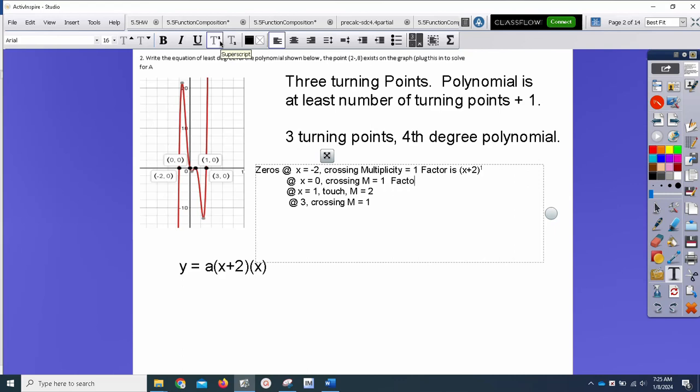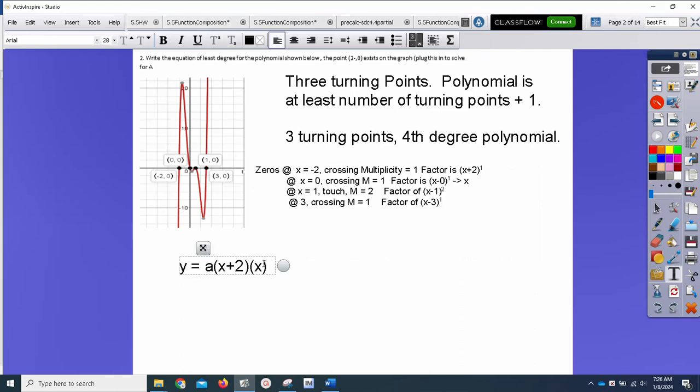Here the factor is x minus 0, which becomes, by the way, to the first power. Multiplicity was 1, which just becomes x. x equals 1 has a factor of x minus 1. Since the multiplicity is 2, it's raised to the second power. And x equals 3 would be the factor of, you see how hard this is? You just change signs and you're done. x minus 3, since the multiplicity is 1, the exponent is 1.